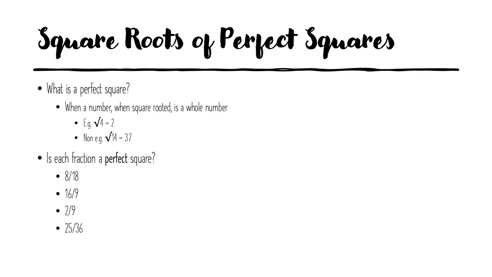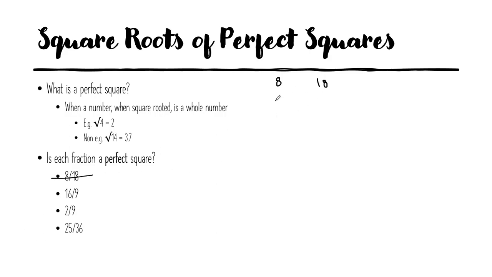So, is each fraction a perfect square? Pause the video to do it on your own. Now, we can just split this fraction into 2 different numbers, 8 and 18. Now, the square root of 8 is not a whole number. So, the fraction isn't a perfect square.